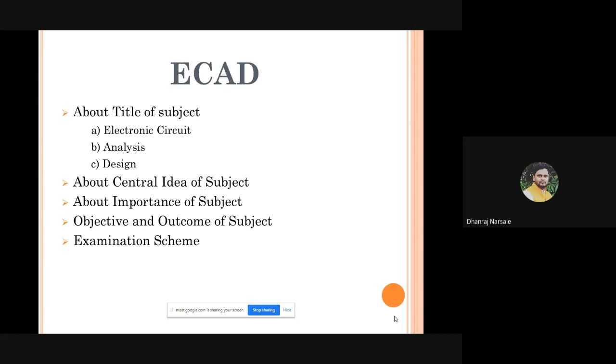Then next point is we have to see the objective and outcome of our subject. Okay, what should be the objective, what should be the outcome.